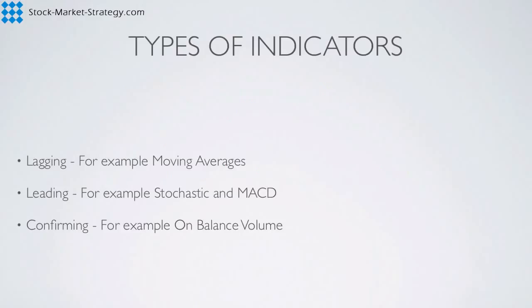So first let's look at the three different indicators. There's the lagging, and that could for example be the moving averages. Then you got a leading indicator, which could be the stochastic or MACD. And then the confirming, which could be on balance volume. But first let's look at the lagging indicator.